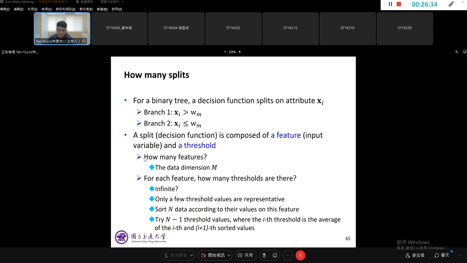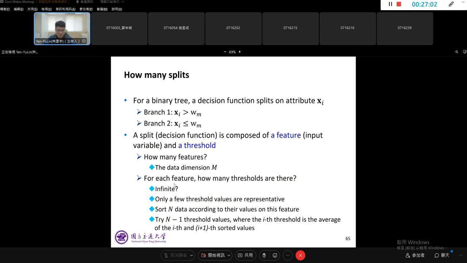So let's look at how many features we have. It is simple. If we are dealing with data points of dimension m, there are m features because we consider univariate decision functions. A decision node is constructed by using a single data dimension. So there are a total of m features.